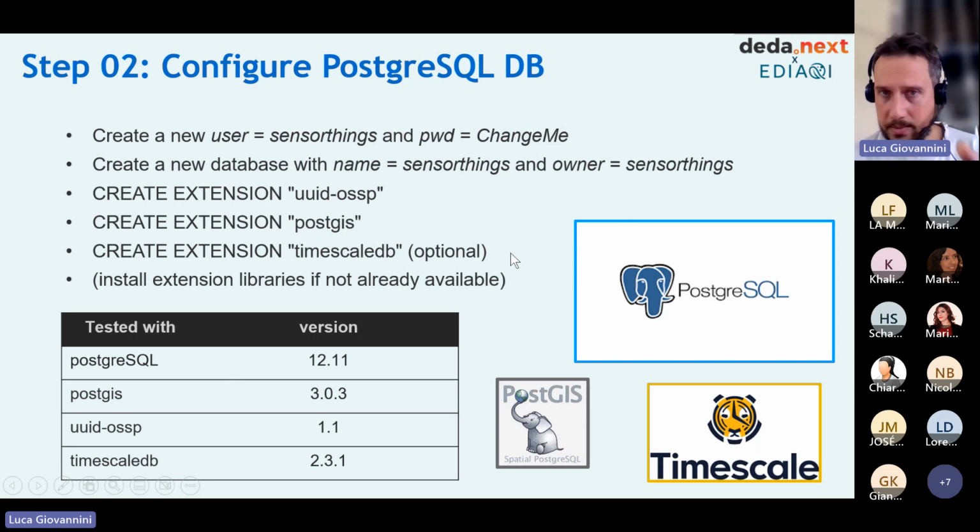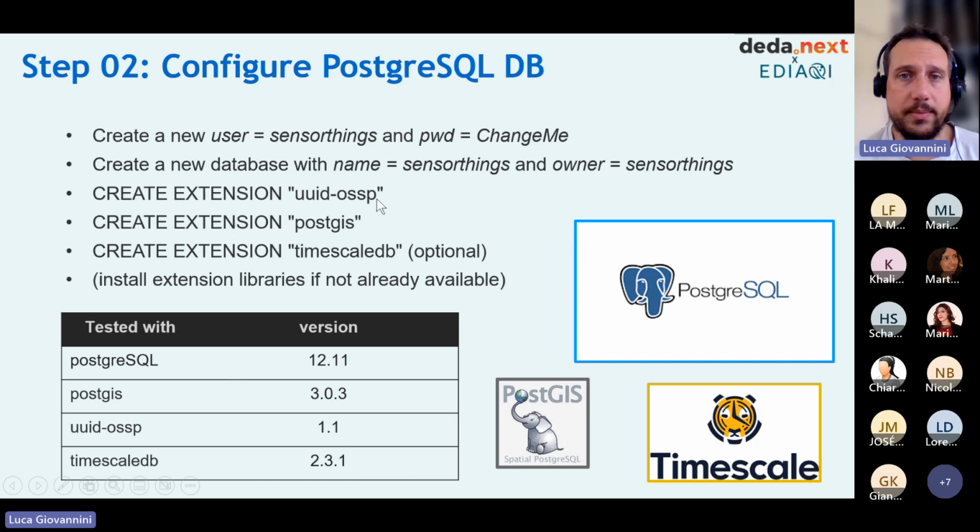Timescale.db is actually an extension that we will see in action in detail at the end of the presentation. We at Deda Next have decided to add it, to test it, to provide additional performance on the treatment of time series data, which is the core functionality of this extension. So again, these are the versions of these elements that we have used in the implementation within the premises of the city of Ferrara.